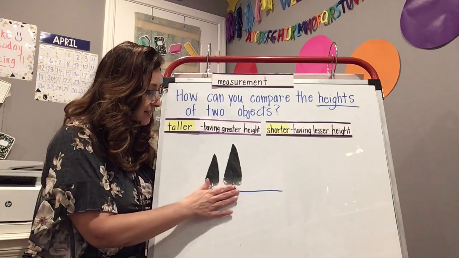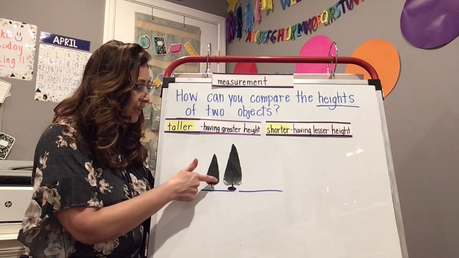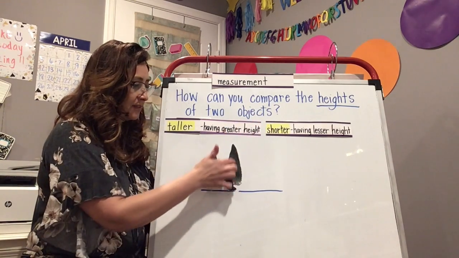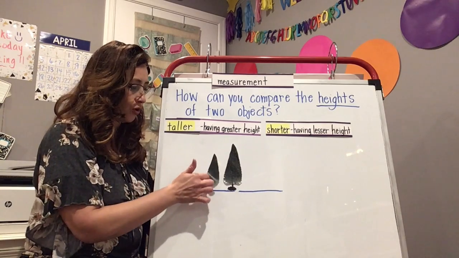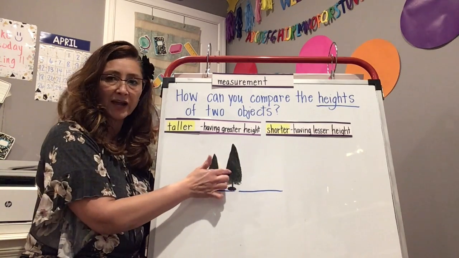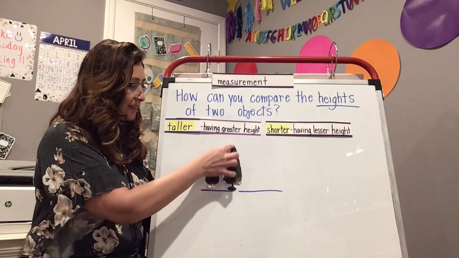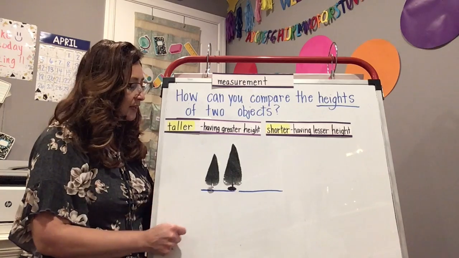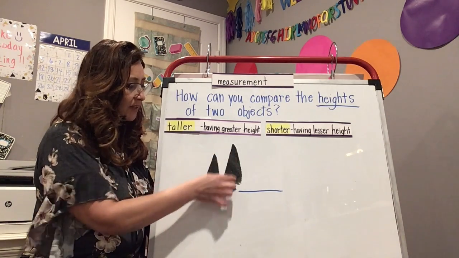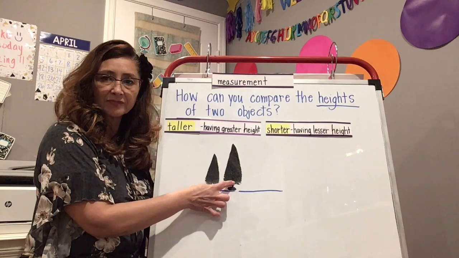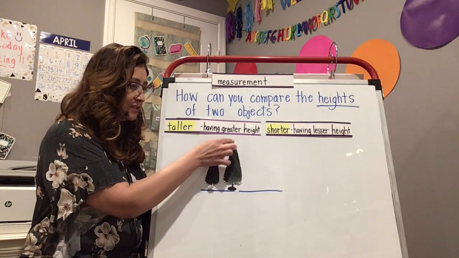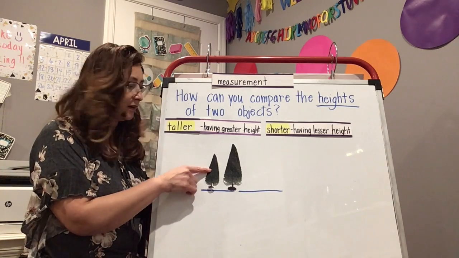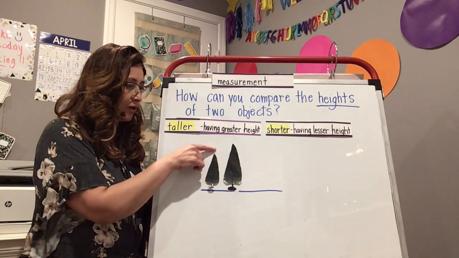So let's take a look at these trees. We can tell that this tree is shorter than this tree, right? Yes. And we could tell that this tree is taller than this tree. Now, let's look at them again. How can we tell that this one is taller? That's right, because it's sticking up. Do you see how it's sticking out? Yes. And we know that this one's shorter because it needs a little bit more to be as tall as that, right?